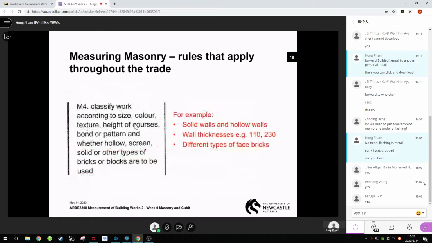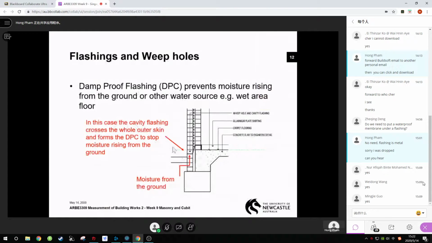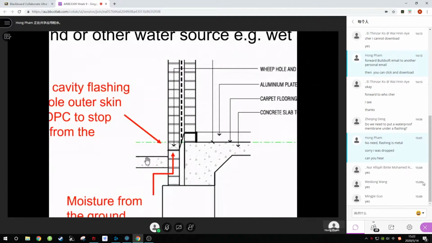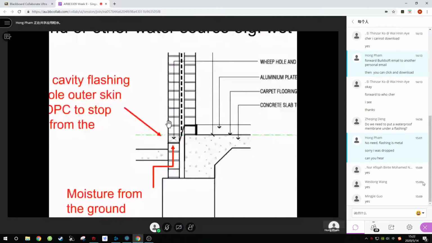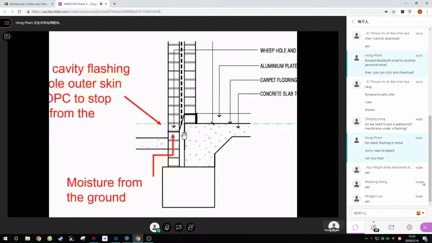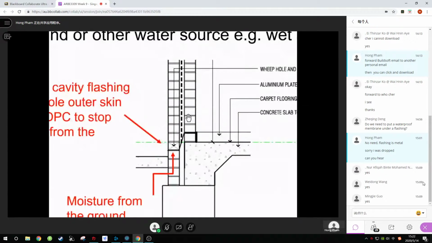Remember this one? Okay, let me explain this. If this is a fair face, remember this is ground level. Okay, finished ground level is here, and this is the footings. This part will be covered with soil. Basically, we backfill it. So this whole chunk here is facing brick, and facing brick is expensive.